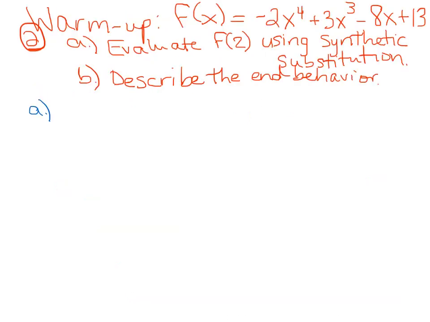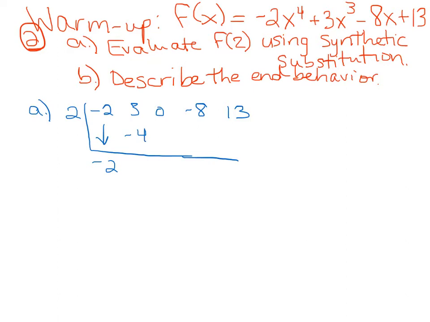The other day we worked on synthetic substitution, where I would take what I'm plugging in, which is 2, I would set up this big box, and then I would put in my coefficients of my x terms. I have -2, 3, I don't have an x squared term, so I need to put 0 to hold its place, -8, and 13. We bring down our -2, and now we can start multiplying to get back in.